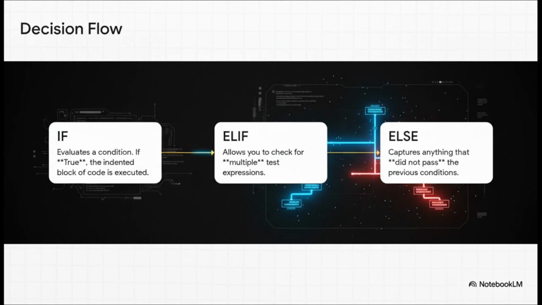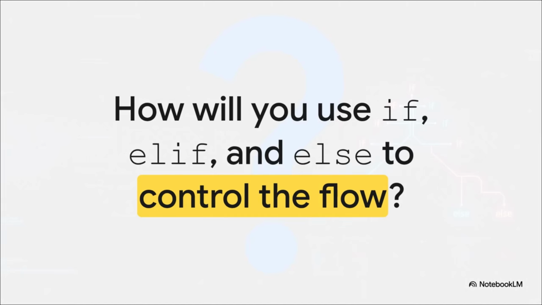So, when it all comes down to it, just remember this simple order. If, it asks the very first question. Elif, it checks another possibility if the first one fails. And else, it's the final safety net that catches everything else. In programming, just like in any great game, every single decision changes the outcome. And now you hold the power. You know how Python decides who wins and who gets game over.